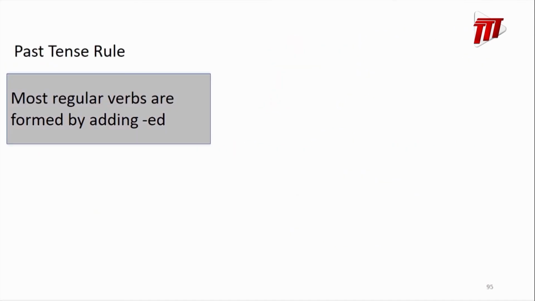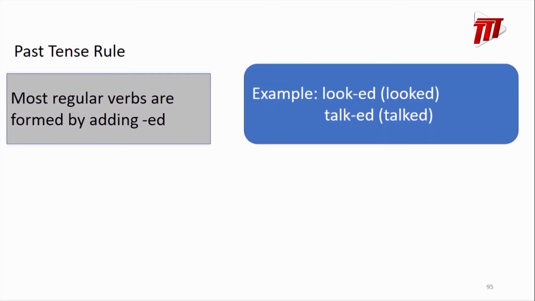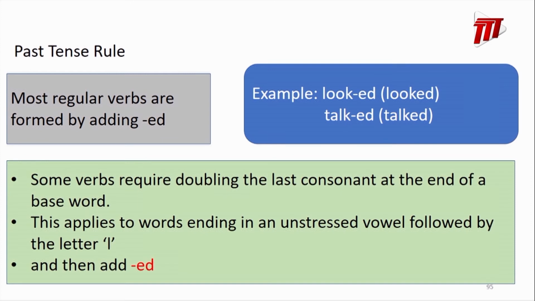And let's go to our rule. Most regular verbs are formed by adding ed. So we have look plus ed, looked, talk plus ed, talked, right? Looked and talked just have ed added to them. No spelling change to the root word. Some verbs require doubling the last consonant at the end of the base word. This applies to words ending in an unstressed vowel and the letter L. And then we add ed.